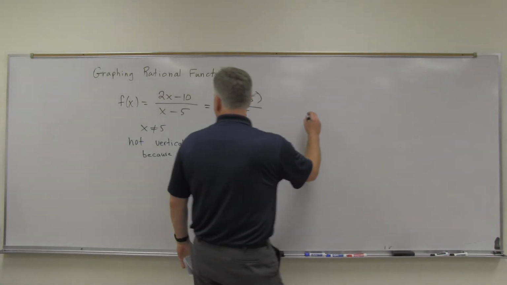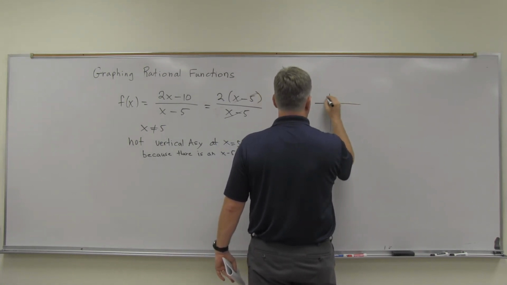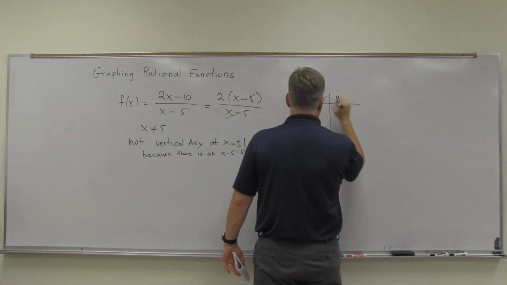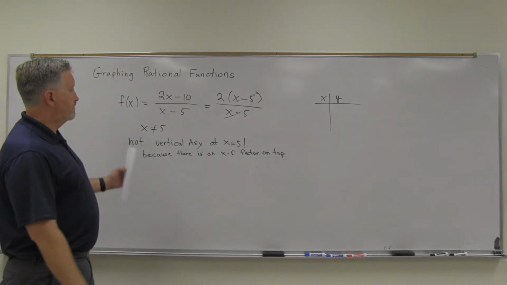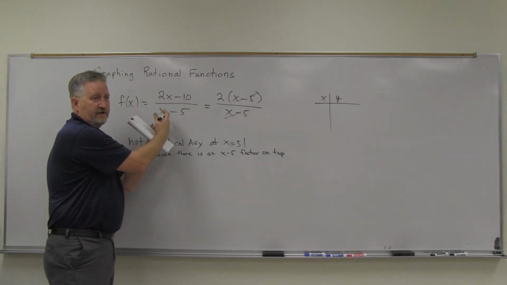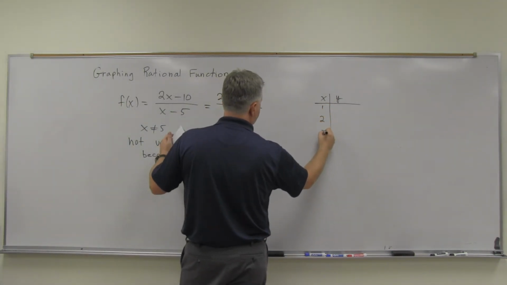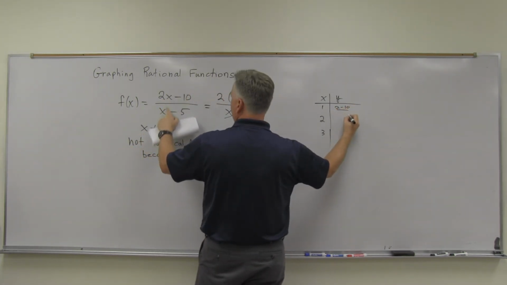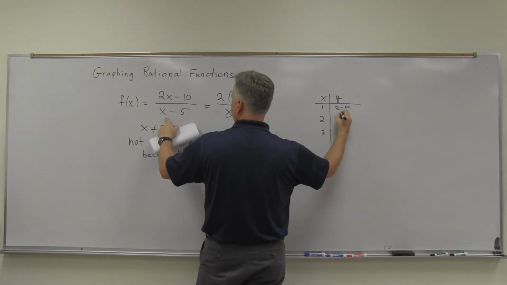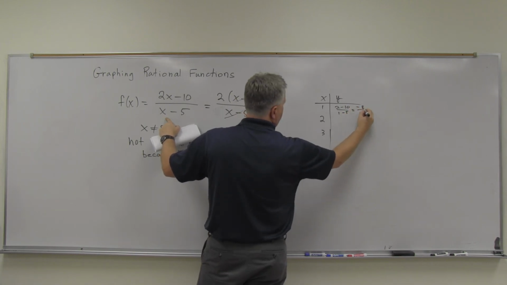Now, what happens here, if I just start doing values, wherever we want to, but let's just say we look at the values off of this. So x equals, let's just do 1 and 2, 3. So if x is 1, we've got 2 minus 10 over 1 minus 5, which is negative 8 over negative 4, which is 2.